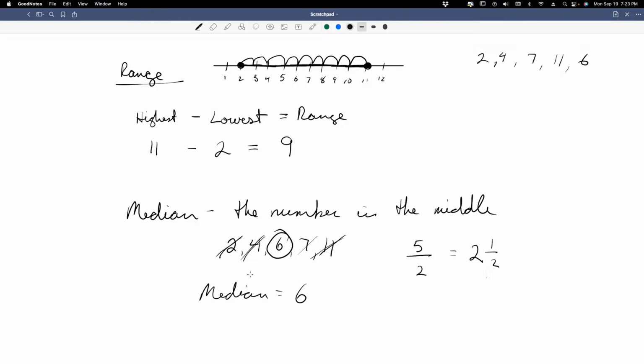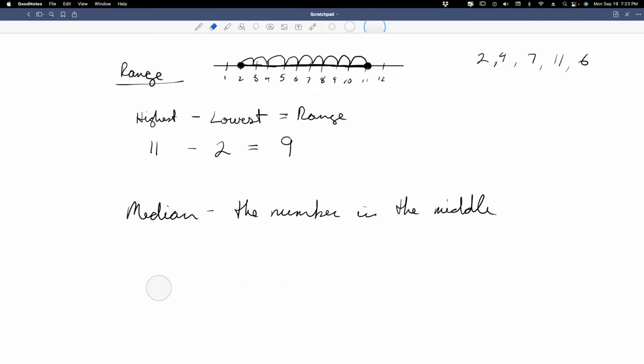All right, so what happens if all of a sudden you don't have an odd number of numbers? Let's say our numbers are 2, 4, 7, and 6. So again, you would write them in numerical order.